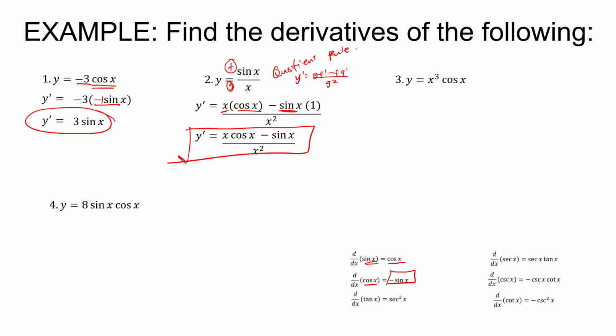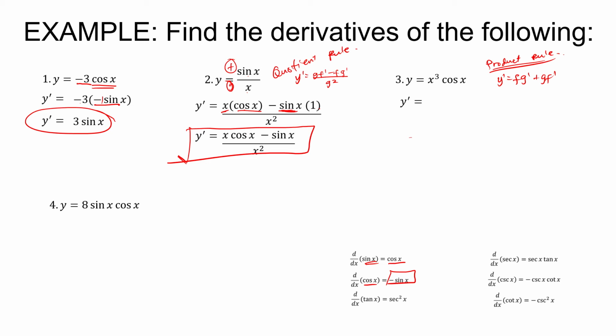For number 3, okay, kung si number 2 ay quotient rule, si number 3 naman ay product rule. So, kailangan natatandaan mo kung ano ibig sabihin ng product rule. Sa product rule, ang formula is y prime is equal to copy derivative plus copy derivative. So, ano yun? fg prime plus gf prime.